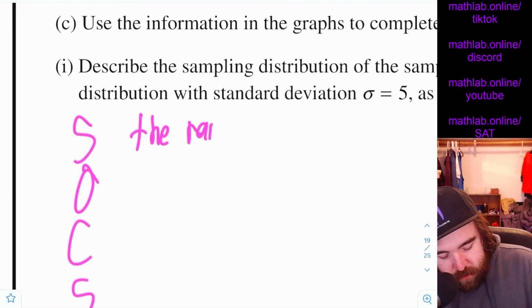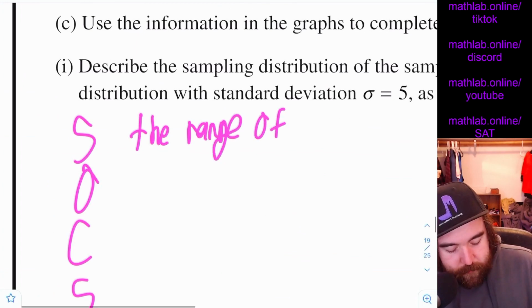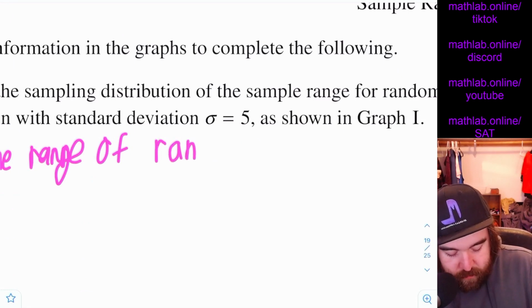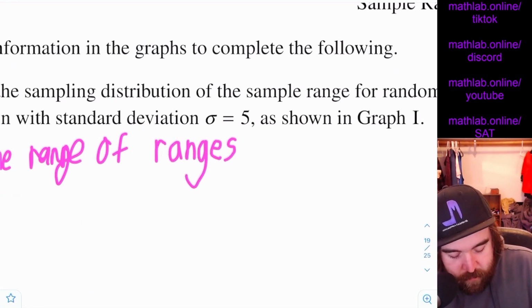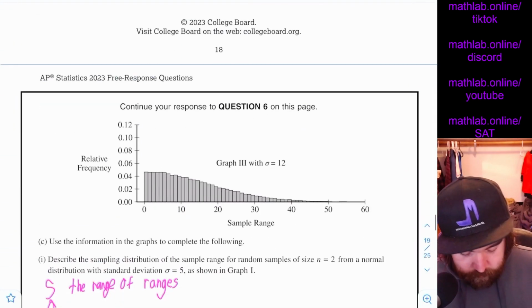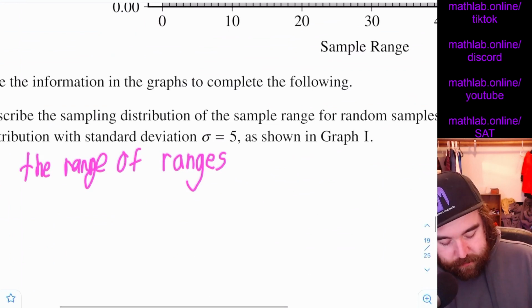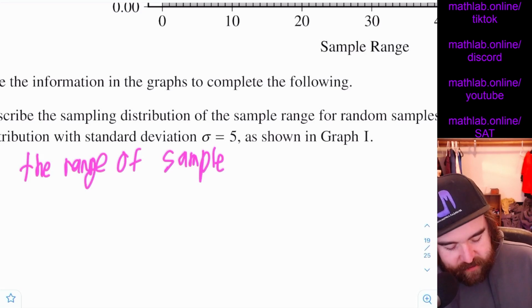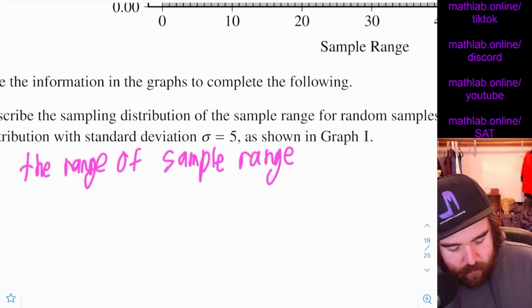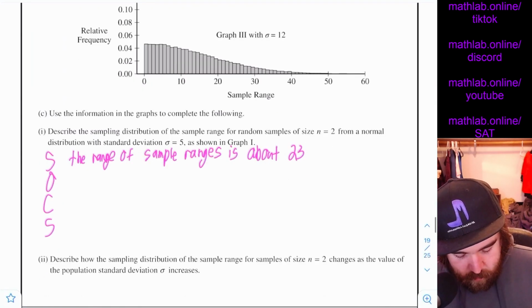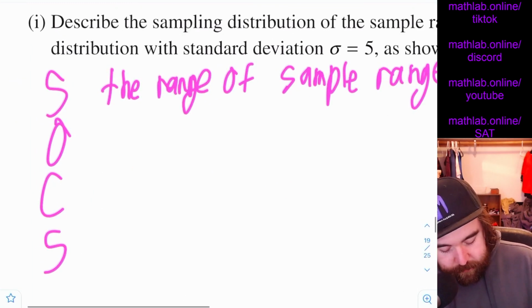The range of, oh goodness gracious, the range of sample ranges. We need a context somewhere too. Okay. We got, there are no outliers.